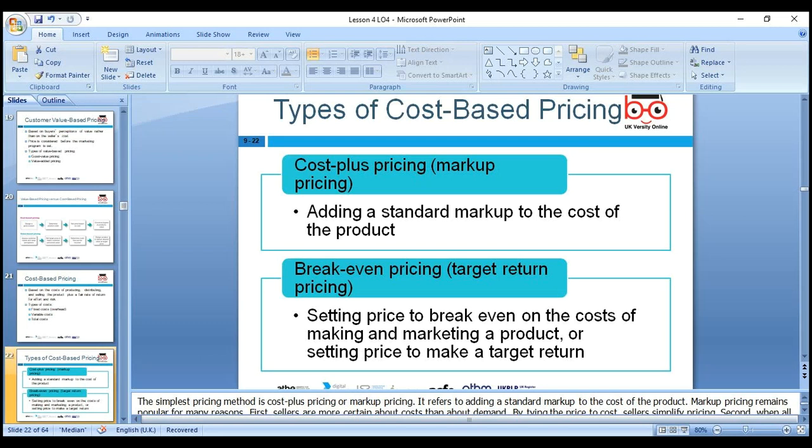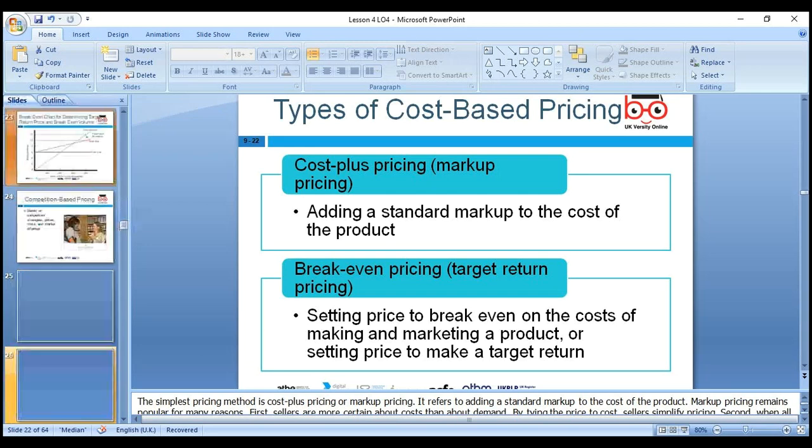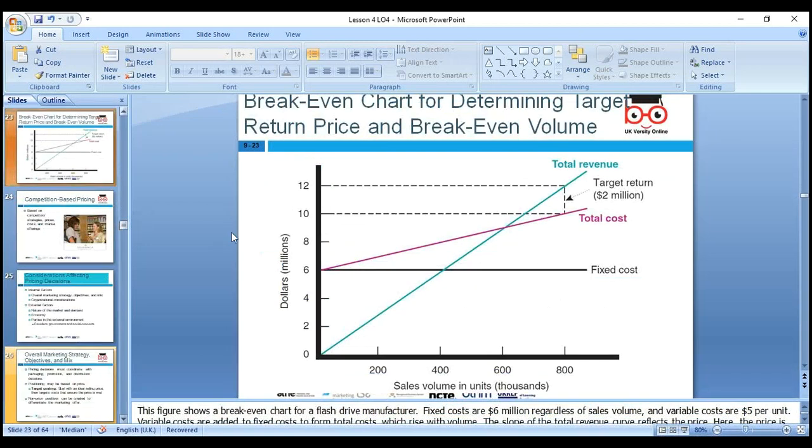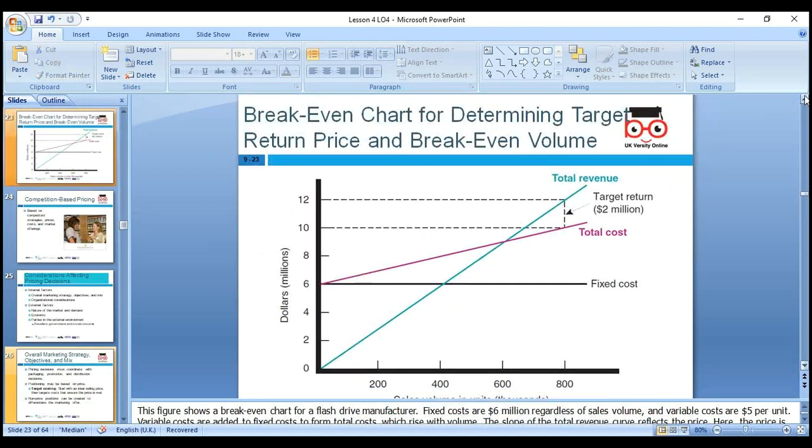Break even is the point where there is no profit, no loss, and we can look at break-even pricing as well, or we can add a profit on top. Cost-volume-profit analysis in accounts is quite good for understanding this. A break-even chart determines the target return price and break-even volume. Total revenue, target return of 2 million, total cost, fixed cost. So all this needs to be focused on.